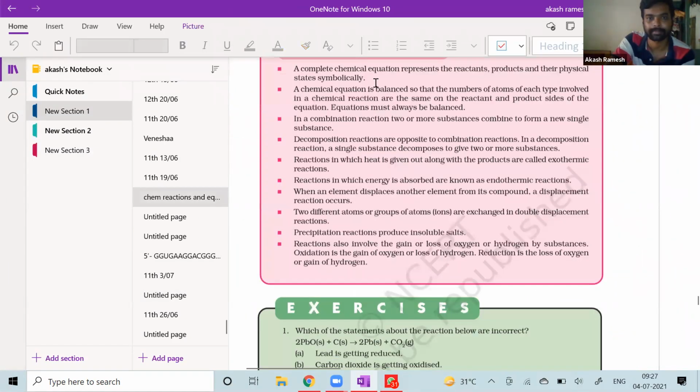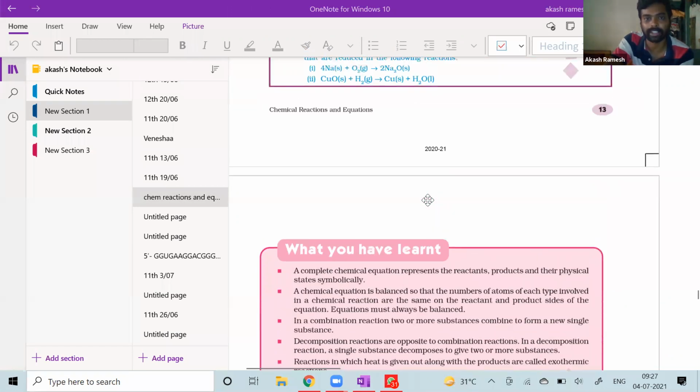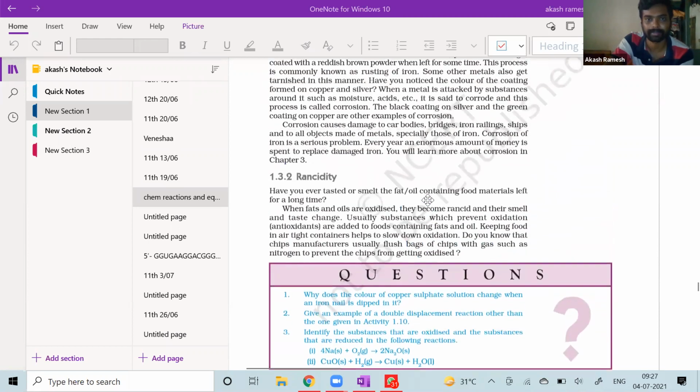Somewhere in the chat, yes, remove electron. Yeah, correct. Guys, I would prefer for you to unmute yourself and speak, because sometimes I might not see the chat.